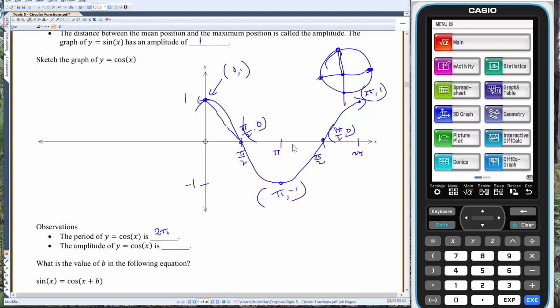The amplitude is, well, the average value is along here. Okay, and the distance from the average value to the largest value is 1. All right.